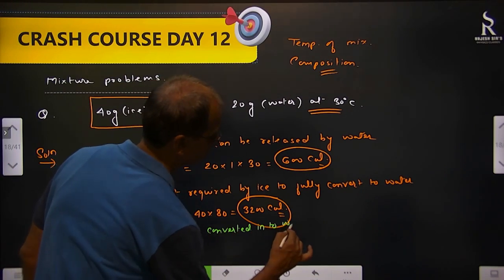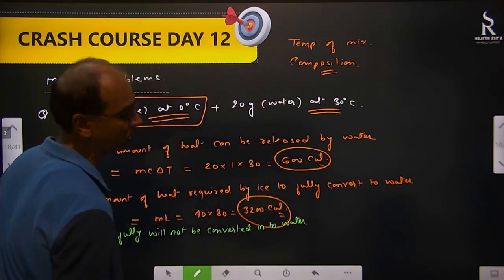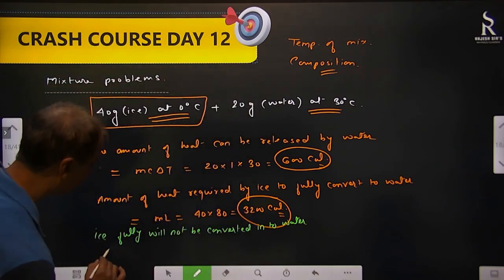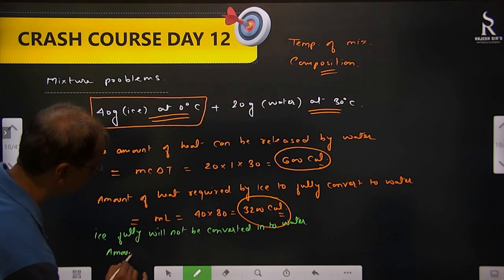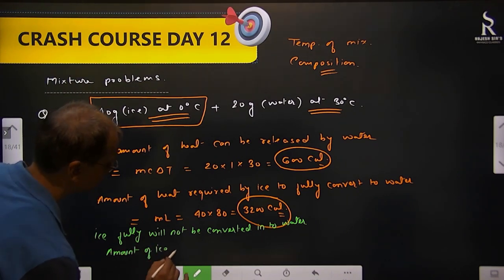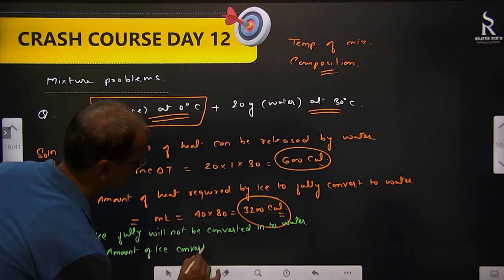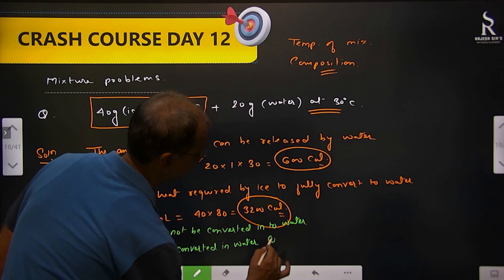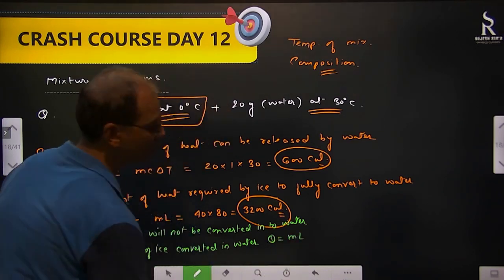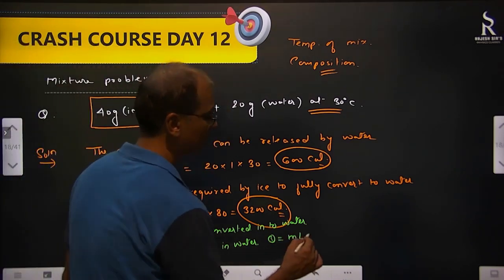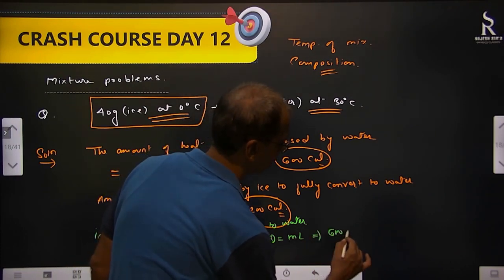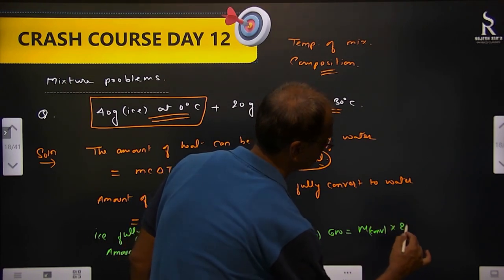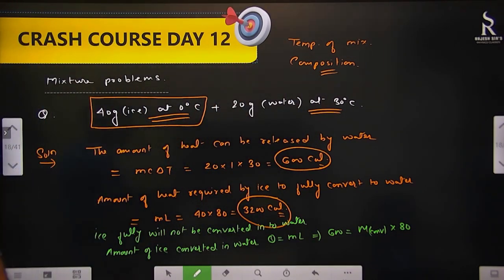Then how much will be converted? That we have to find, because we have to write the composition. So we'll write the amount of ice converted into water. How much heat did we give? We gave 600 calorie. With that, how much mass is converted? Mass converted into latent heat, which is 80. So how much mass is converted?